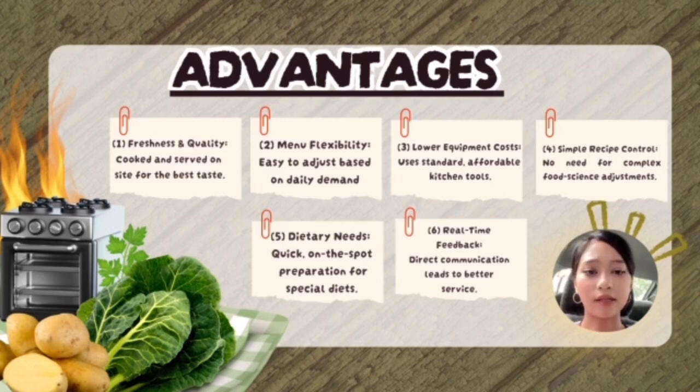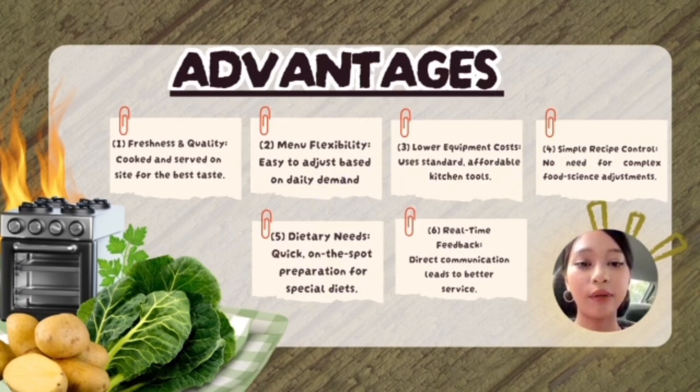Third, lower equipment costs. Unlike larger scale systems, this model uses standard kitchen equipment, avoiding the need for expensive blast chillers or specialized grilling technique. Fourth, simple recipe management. Because there is no long-term storage, the chef uses traditional cooking methods without needing to adjust a recipe for food size changes.